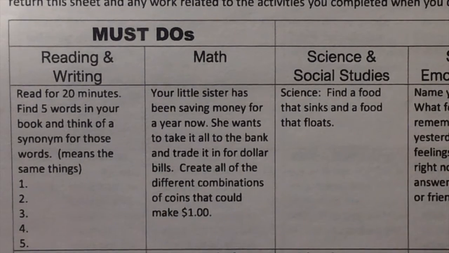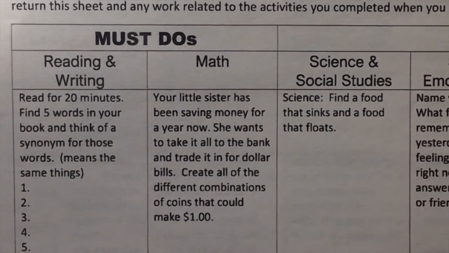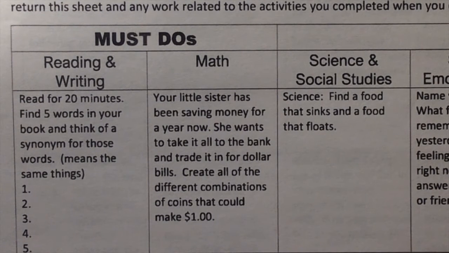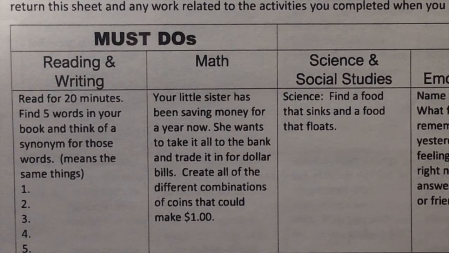It says your little sister has been saving money for a year now. She wants to take it all to the bank and trade it in for dollar bills. Create all of the different combinations of coins that could make $1.